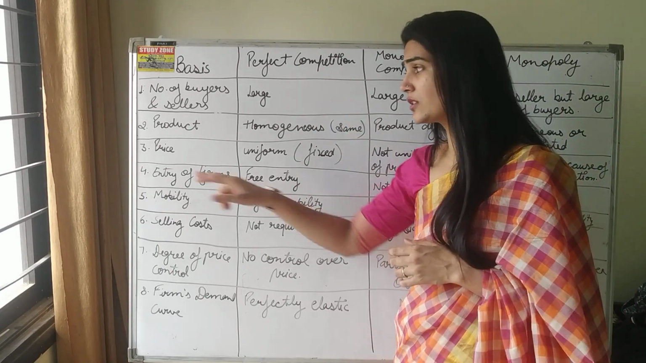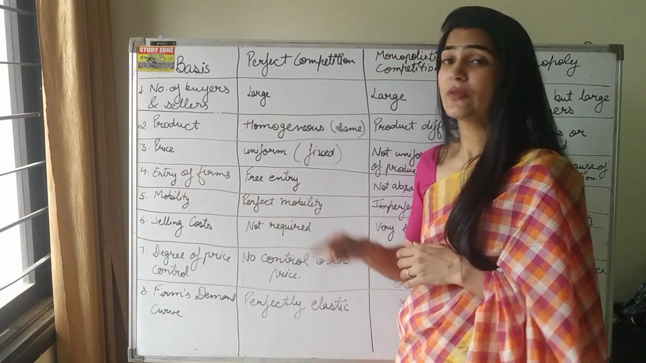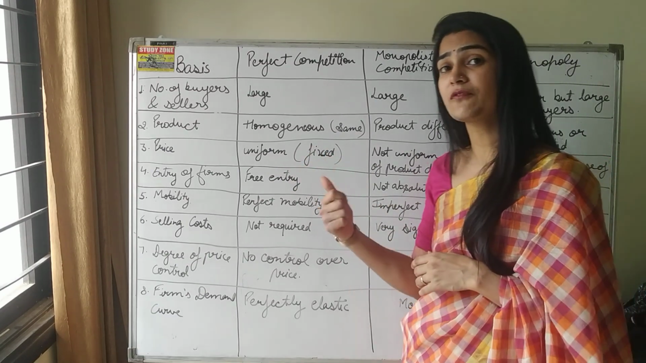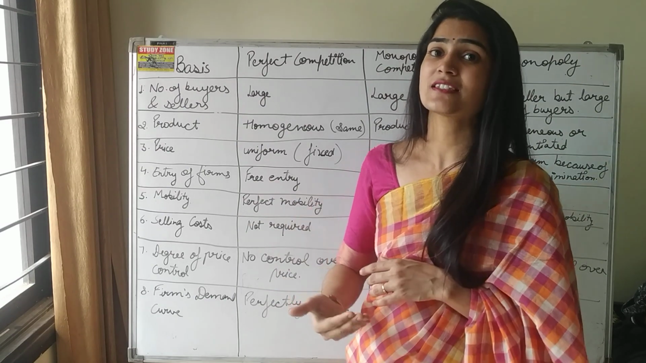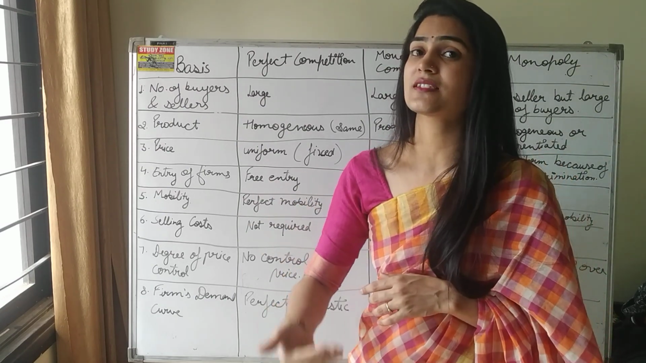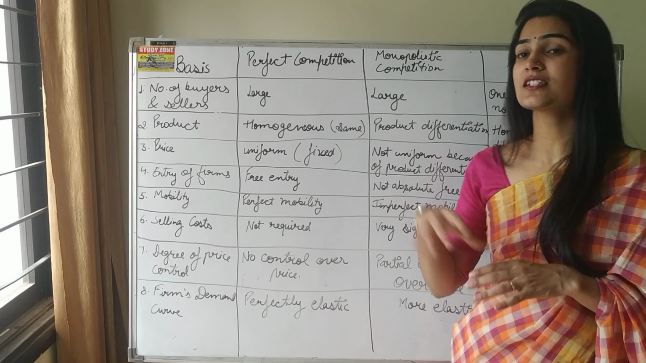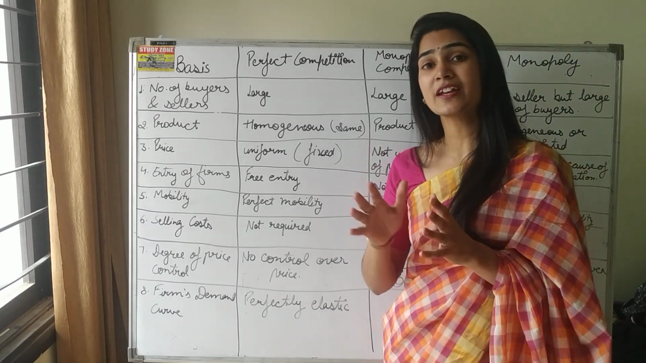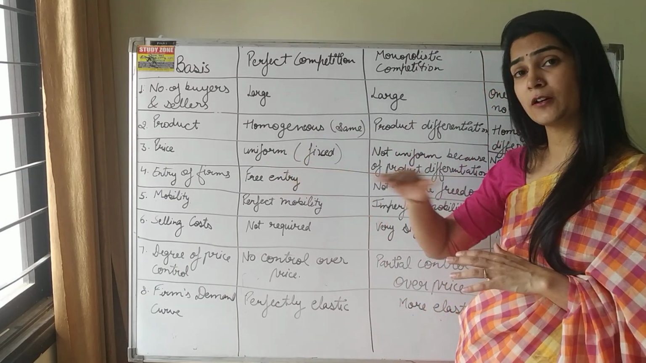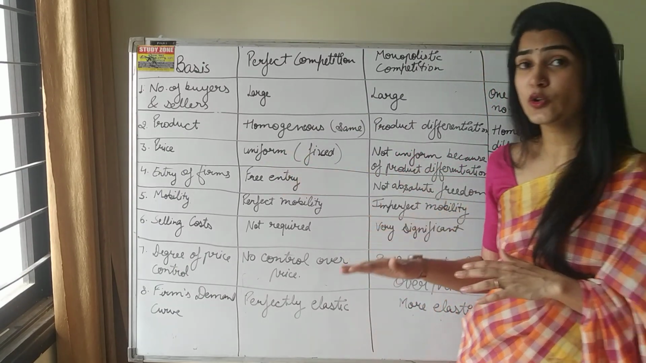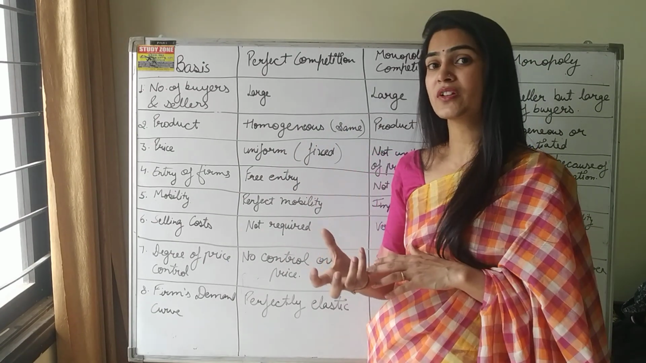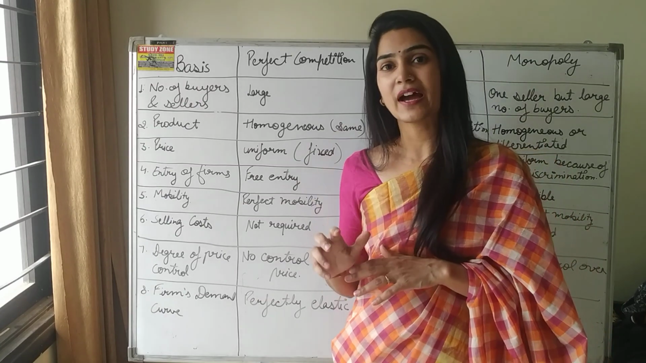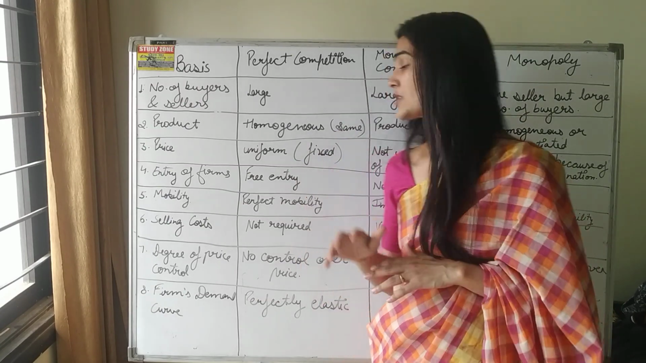Now according to the third point, the price. In perfect competition there is a uniform fixed price, because in perfect competition the firm is a price taker. The price is decided by the market, the industry, and in perfect competition they have to accept it. So in perfect competition the firm is a price taker. So the price remains uniform. The firm in perfect competition does not have any control over the price. He cannot change the prices on his own.